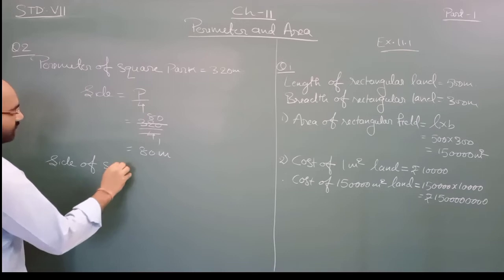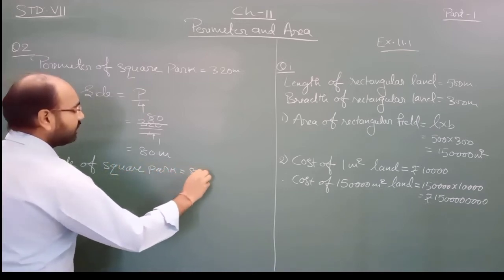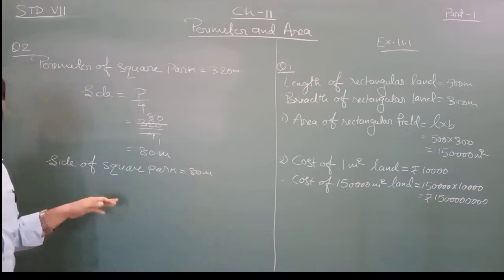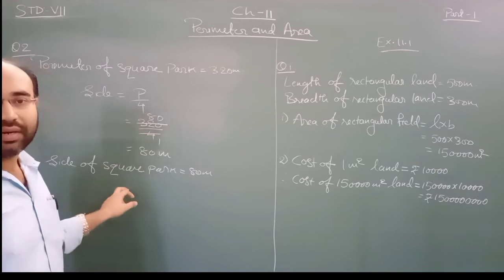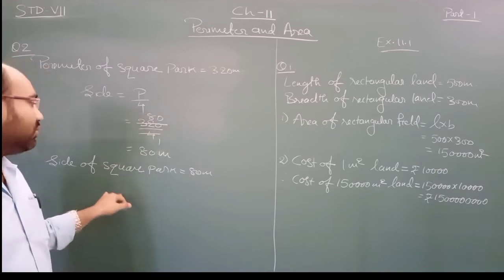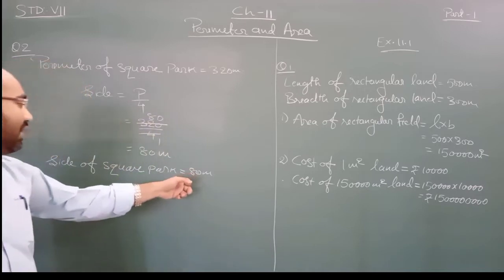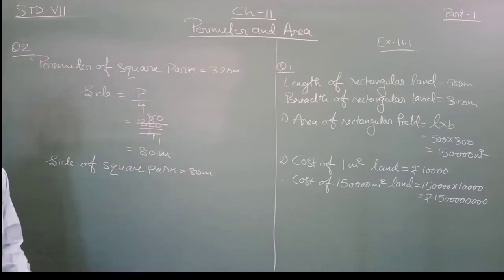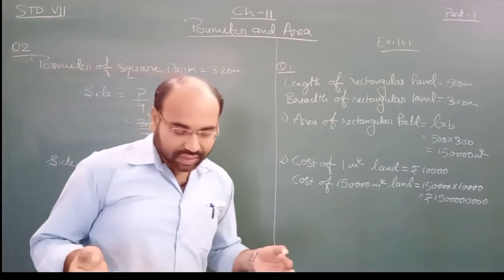Side of square park is equal to 80 meter. And after that, what do we have to find out? Its area, and that you have to find out. I am not going to do area of square park is equal to side into side. So side I have already found, 80 meter, and that you have to find out by yourself. That is the remaining part of the question.